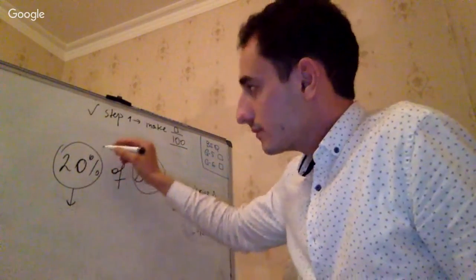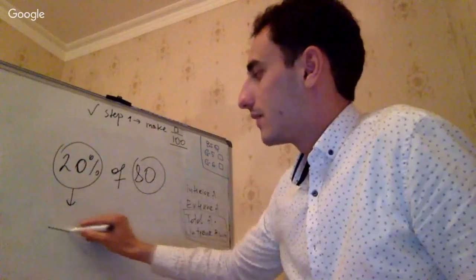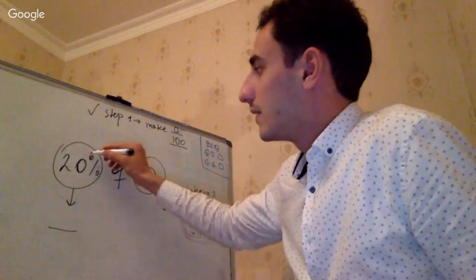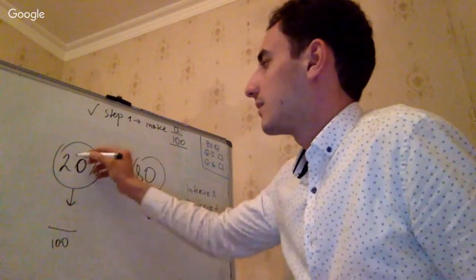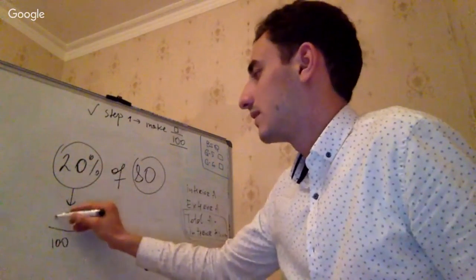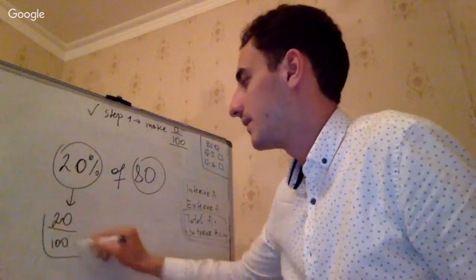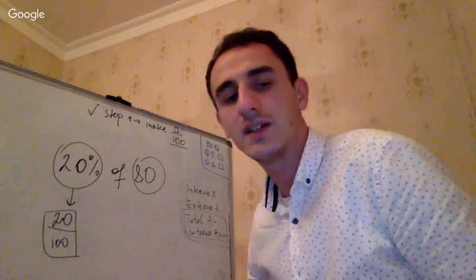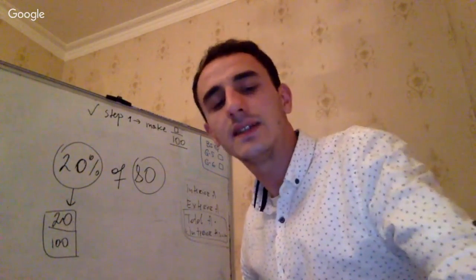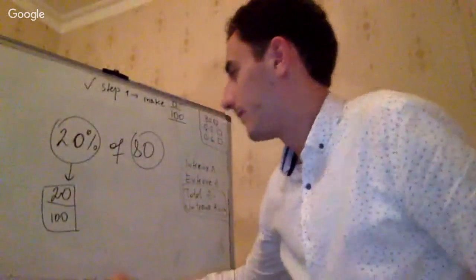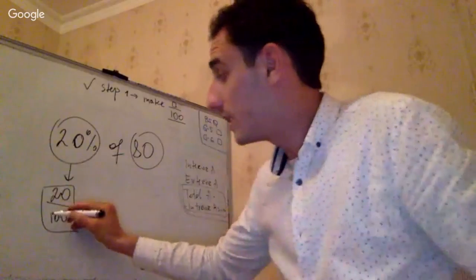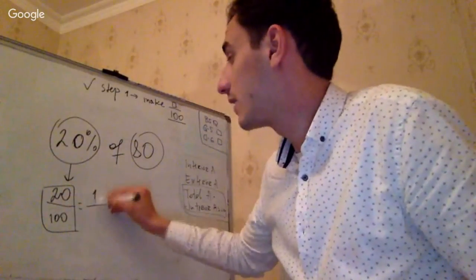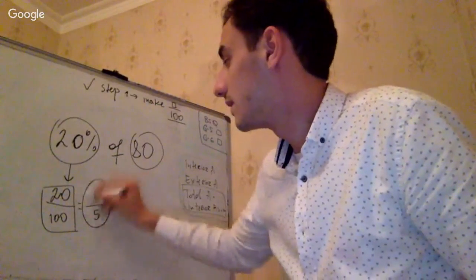So, my fraction line, instead of percent sign, I'm writing 100 in the denominator, and I'm writing 20 in the numerator. Now my fraction is ready. 20 over 100, but it's not in its simplest form. I should do that. Which is equal to, if I divide both sides by 20, I'll get 1 over 5. Right?